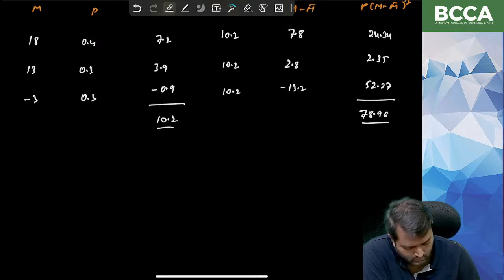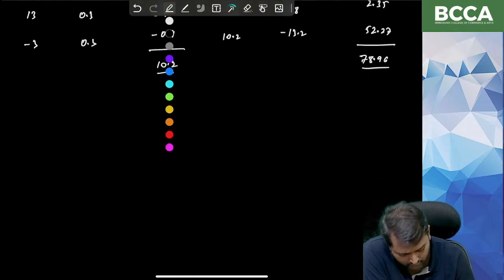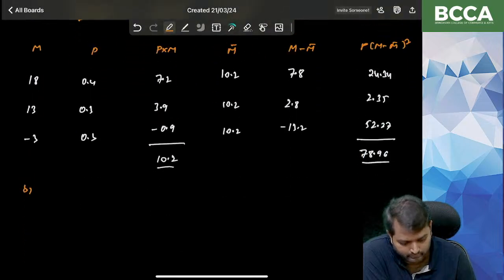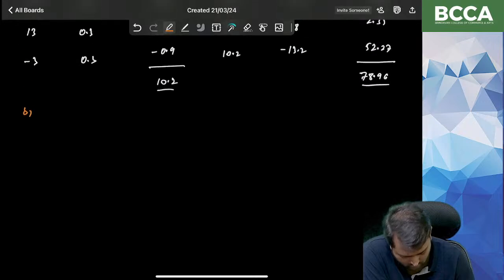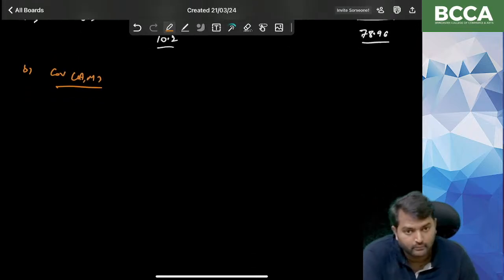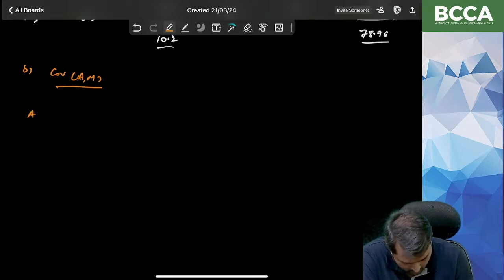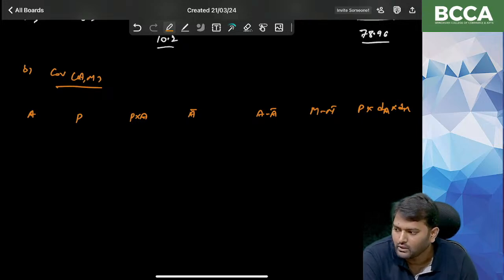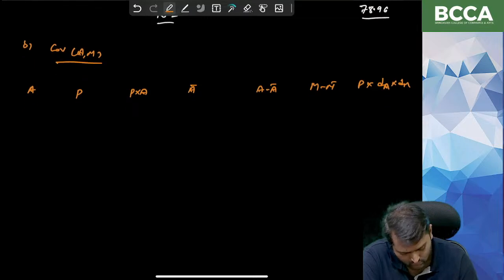Very good, Shilpa. So next, after finding the variance of the market, we have to find the covariance of A comma M. Yes or no? So what are the columns for covariance of A comma M? A, P, P into A, A bar, A minus A bar, M minus M bar, and P into dA into dM, the deviation of security A into the deviation of the market.